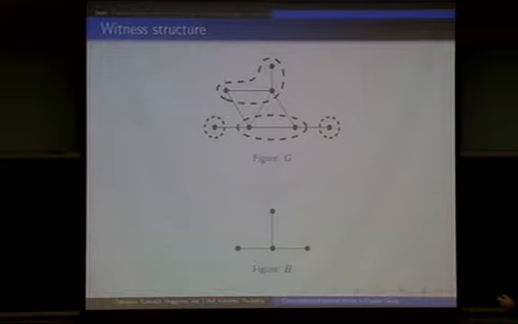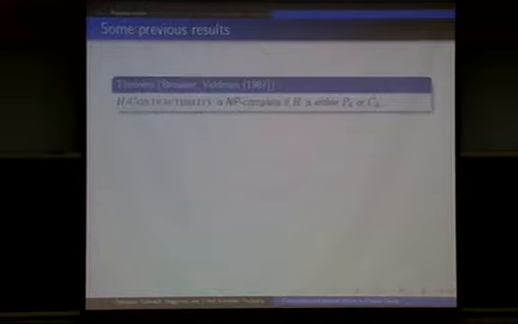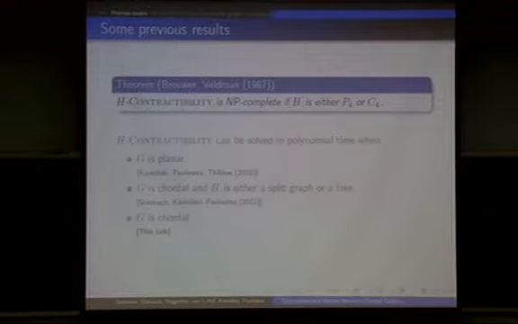Now, what is known about the problem H-contractibility? It has been known for quite a long time that this problem is very hard. Even if the graph H is very small, like a path on four vertices or a cycle on four vertices, the problem is already NP-complete. But on restricted graph classes, there are some positive results. It has been shown recently that the problem can be solved in polynomial time on planar graphs, or also on chordal graphs when the target graph H is either a split graph or a tree. Split graphs are the graphs whose vertex set can be partitioned into an independent set and a clique. Both these classes are subclasses of chordal graphs.